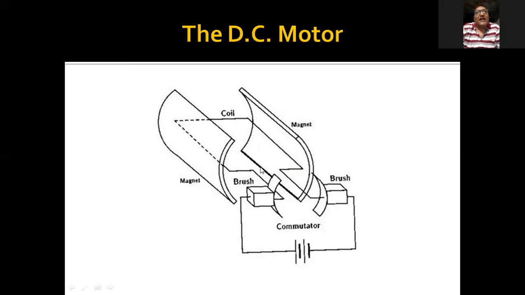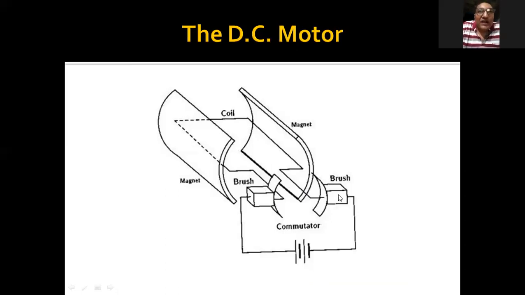And the left side of the coil is connected with this split ring commutator. And this side is connected with this split ring commutator. So this split ring commutator is welded with this coil. So when the coil rotates, this ring will also rotate. And this is welded with this side of the coil. So these two pieces, these split ring commutators, are rotating with the coil.